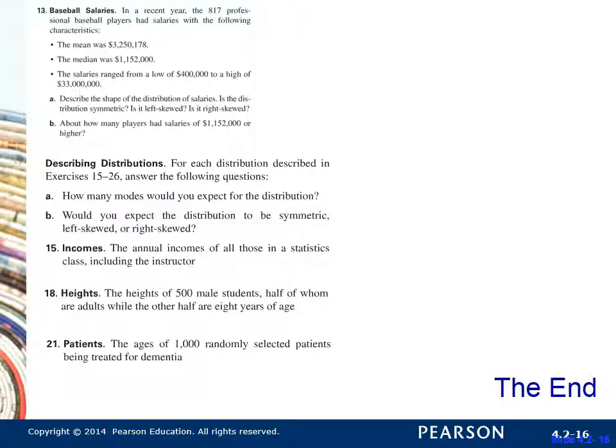All right, let's take a look at describing the distributions, and then we'll be finishing this up. So here the directions say, answer the following questions. How many modes would you expect? Would you expect symmetric, left, or right?